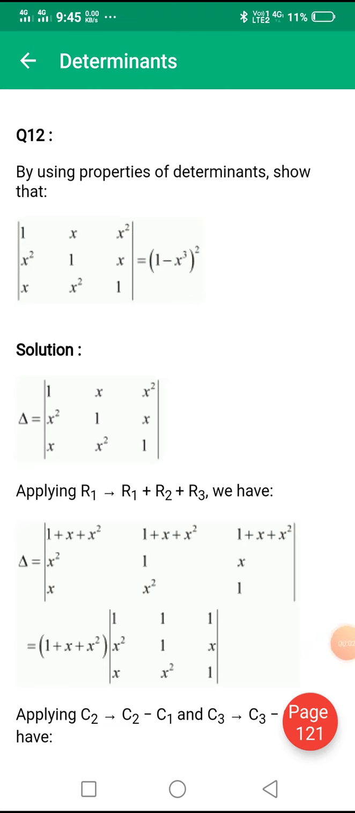Good morning, dear students. In the last video, we saw the solution till question number 11. Today, we will start with the solution of question number 12.